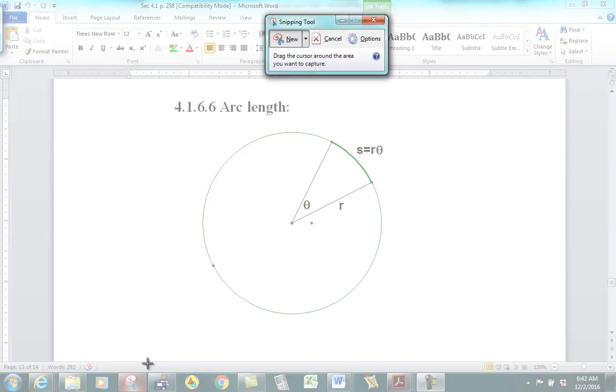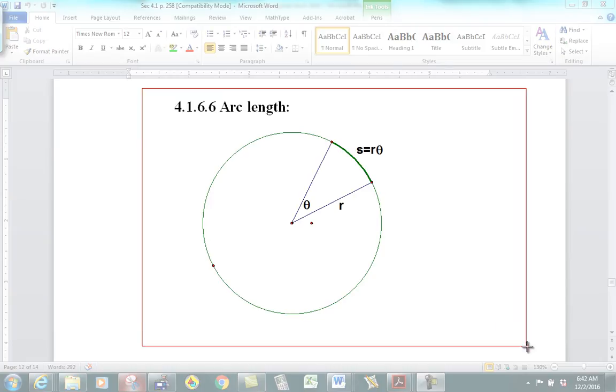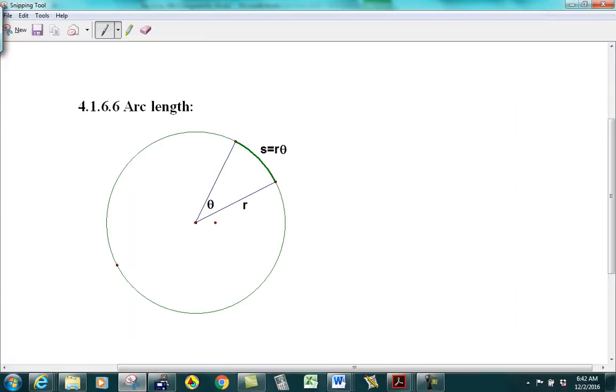So, a couple of formulas to think about. First one is what's called the arc length. So what's the formula for the length of this arc, whose radius is the circle? The radius of the circle is r, and the central angle is theta. So this is called the central angle right there. The formula is S equals r theta, and theta has to be in radians.